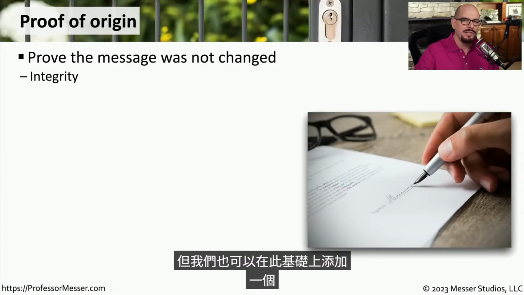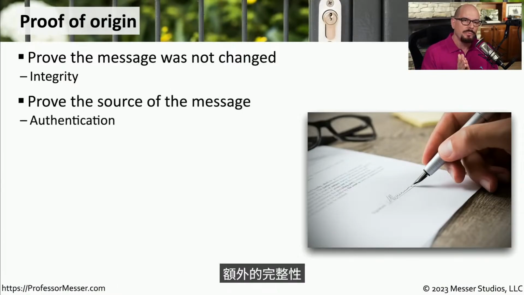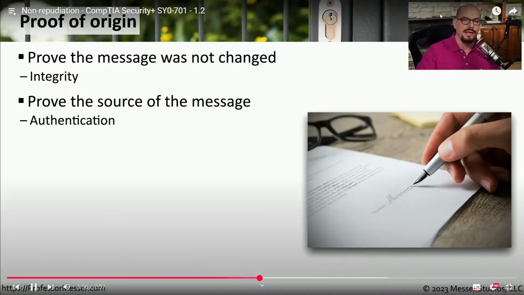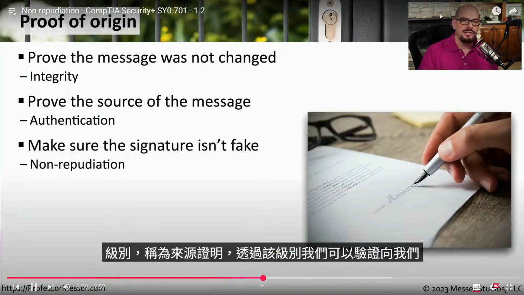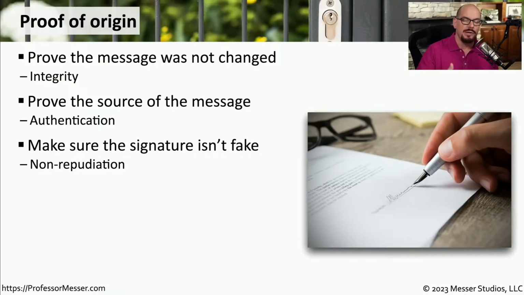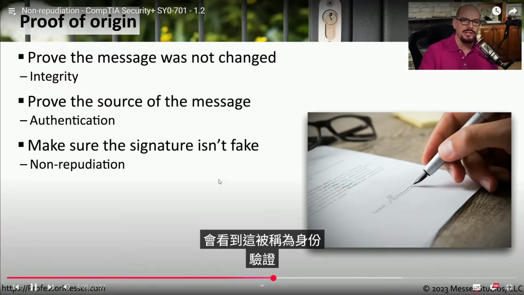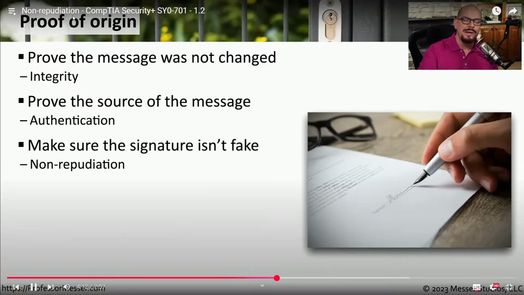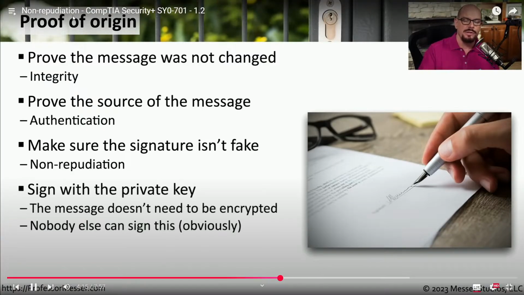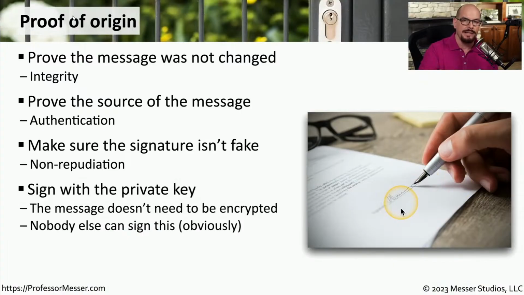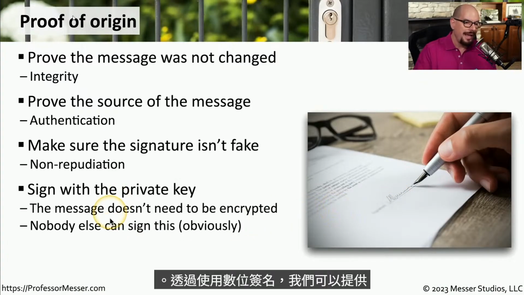But we can also add to this an additional level of integrity called proof of origin, where we can verify the person that sent the data to us. Sometimes you'll see this referred to as an authentication when we are looking at the source of the message. By using a digital signature, we provide non-repudiation. So not only do we know the person that has sent that data to us, but anyone else could examine this transaction and verify that the information we received really did come from the sending party. Just as someone can use a pen and paper to sign a contract and send it to you, in cryptography, we use a digital signature.